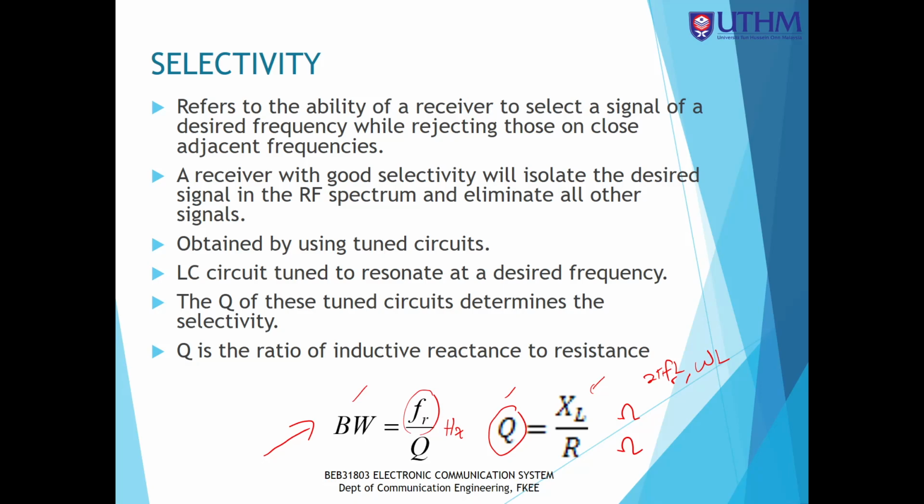So we're going to see an example of how to find the values for these: the bandwidth of the tuned circuit, the quality factor of the tuned circuit, and also the shape factor of the tuned circuit.